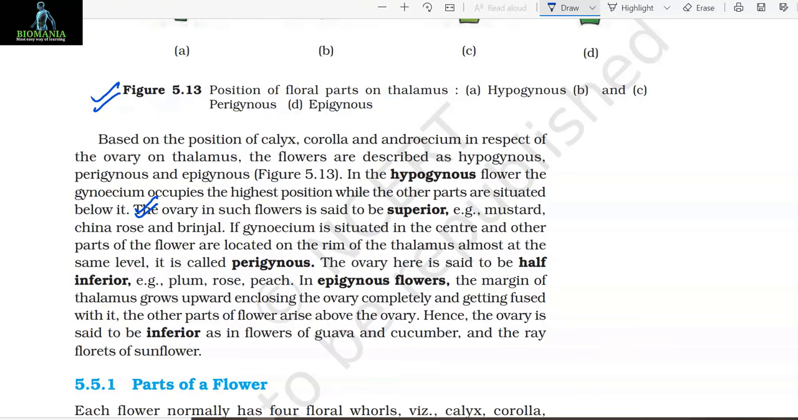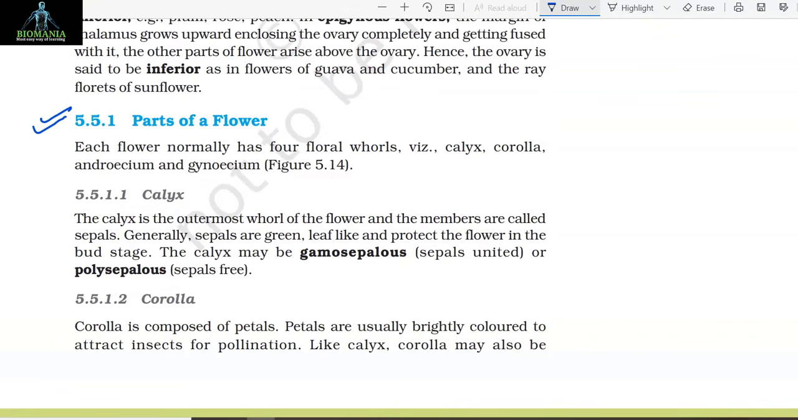If gynoecium is situated in the center and other parts of the flower are located on the rim of the thalamus almost at the same level, it is called perigynous. The ovary here is said to be half inferior. Example: plum, rose, peach. In epigynous flowers, the margin of thalamus grows upward, enclosing the ovary completely and getting fused with it. The other parts of flower arise above the ovary. Hence, the ovary is said to be inferior, as in flowers of guava and cucumber and the ray florets of sunflower.